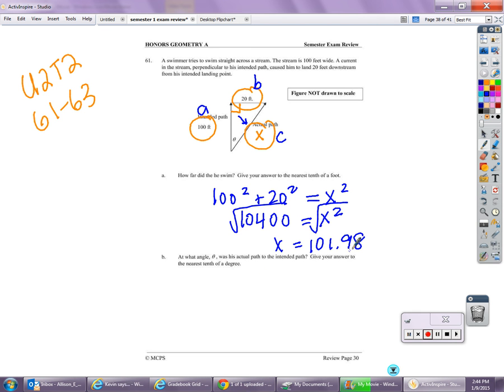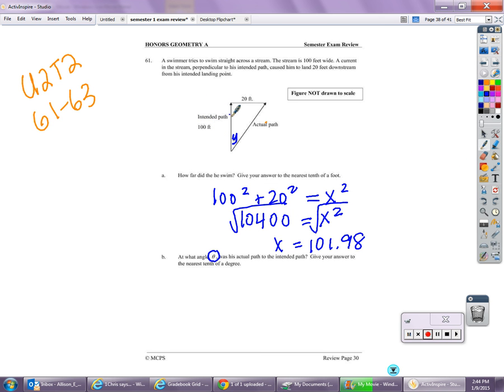So because of the wave, he actually had to go more than 100 feet. At what angle was it actually calculated? So all they're asking me for is theta. Looks weird. You could put another variable here, like y. So I want to know what that angle is. So because it's a right triangle, I can use SOHCAHTOA. And that's what I'm going to do.